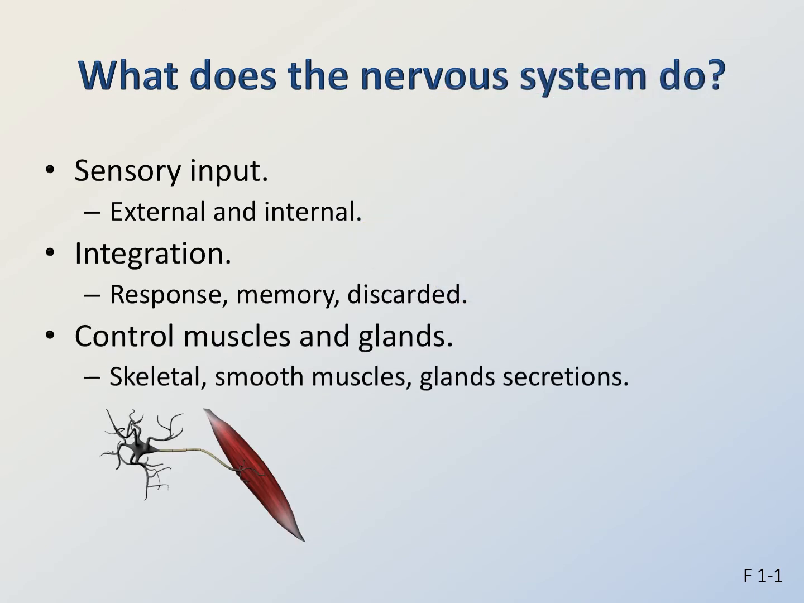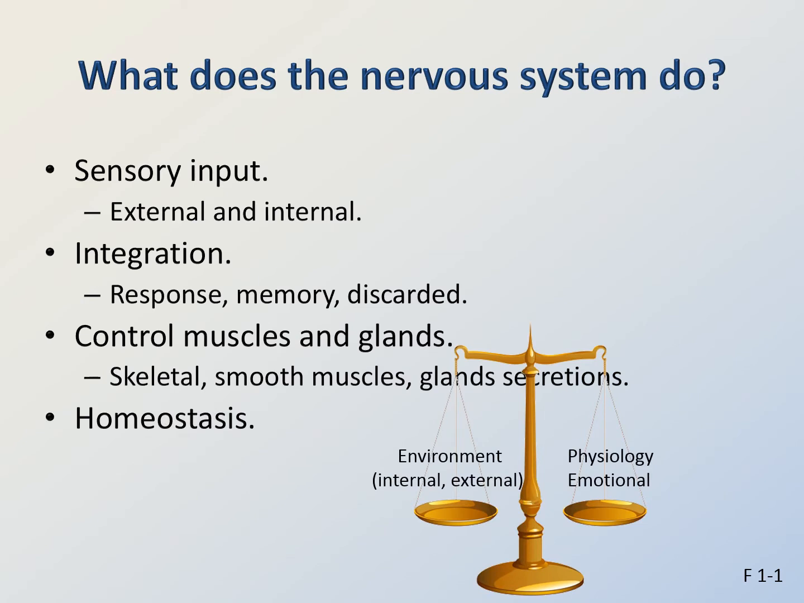The other distinct role of the nervous system is to control the function of both skeletal and smooth muscle, as well as the secretion of different glands in the body. The purpose of doing all of what we have mentioned before is to maintain the organism functioning within a range of parameters, which is meant to maintain homeostatic conditions, a balance between the environment and the physiological and emotional status of the animal.